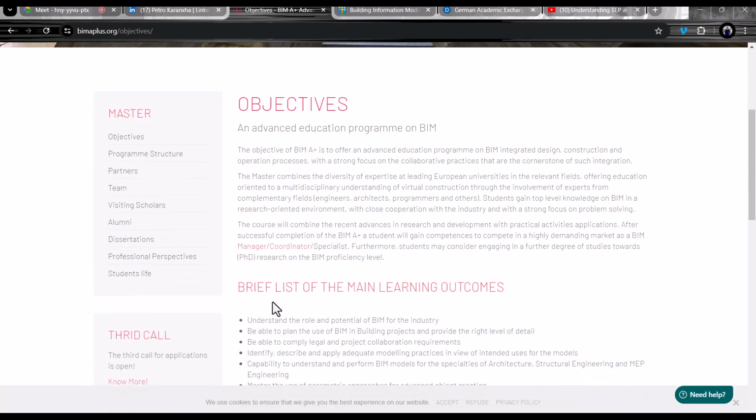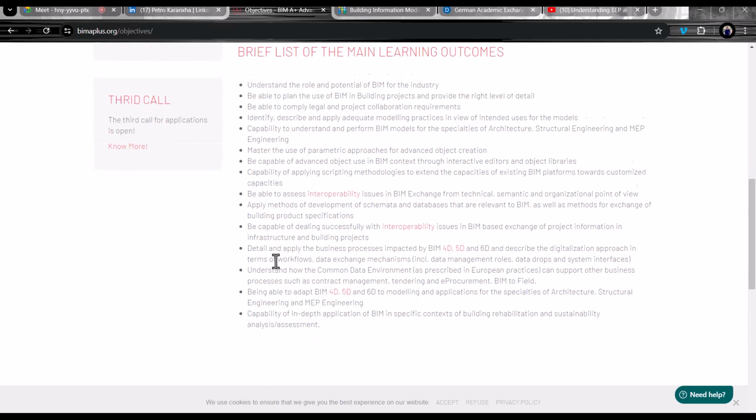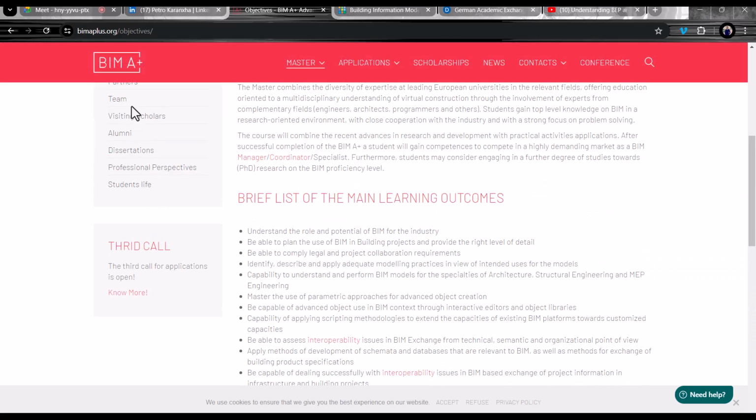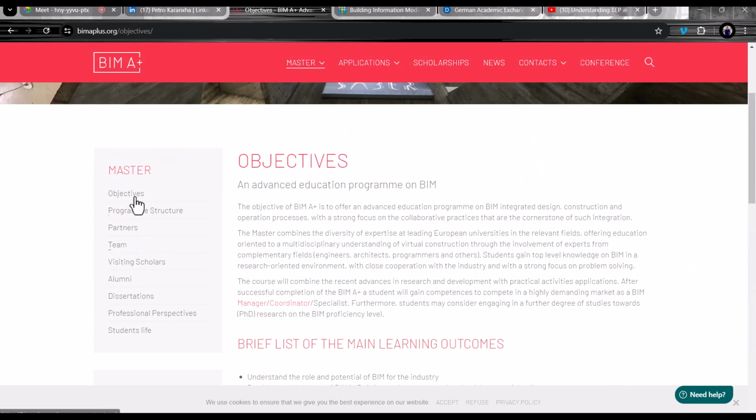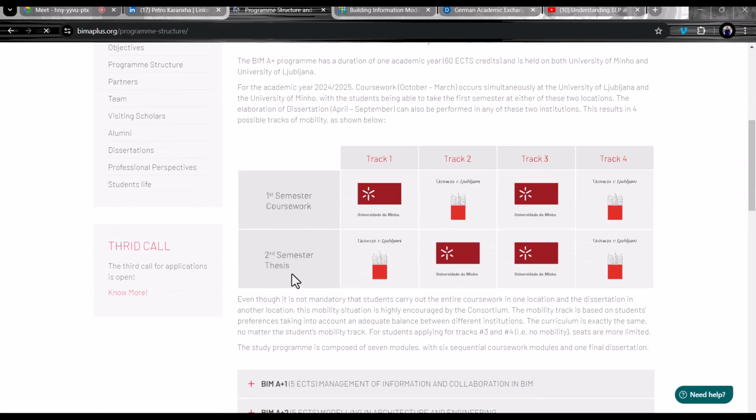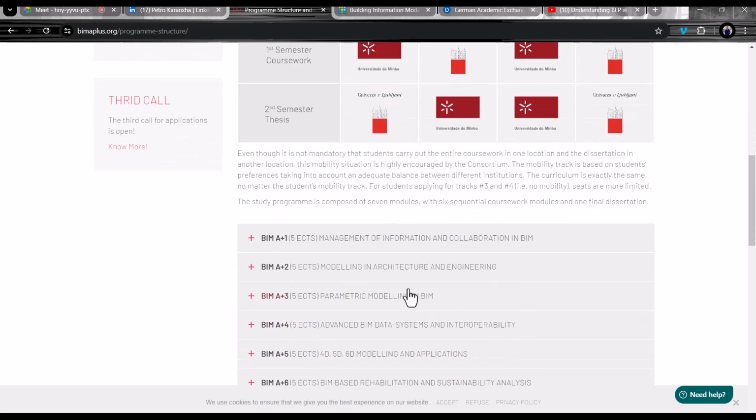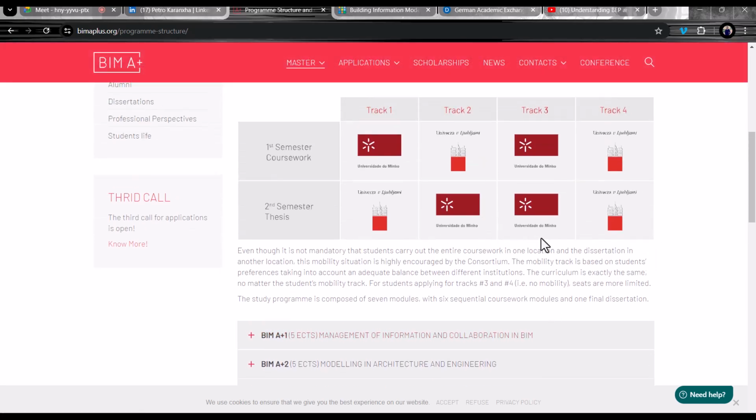Masters. Okay, brief list of main learning outcomes. I'll just go to the program structure. Okay, so there's a program structure. You can see University D, this one is from Slovenia. One is from Portugal, I think. Italy, they have left it out for the upcoming year.